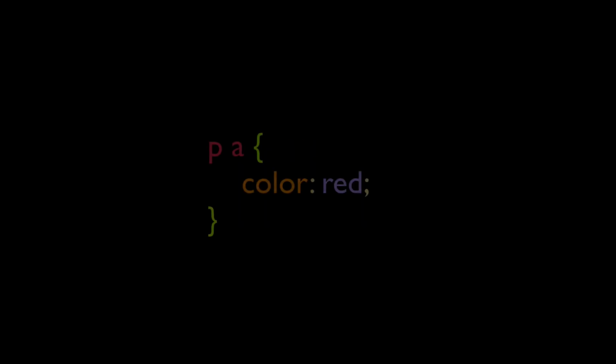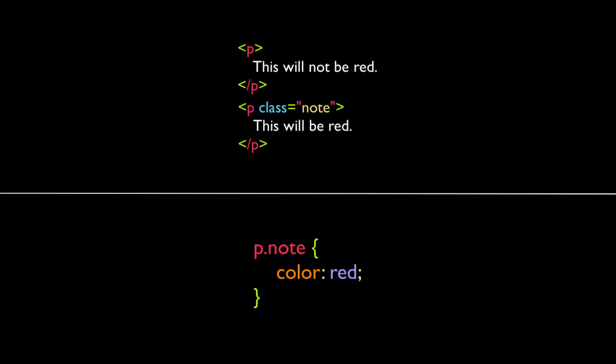Or perhaps you only want to apply a style to any link that's a direct child of a paragraph. You can accomplish this by separating each selector with a space, as you see here. Or maybe you want to get real specific and only apply a particular style to all paragraph elements that also contain the note class. You would do this by joining the paragraph and class selector together as you see here.